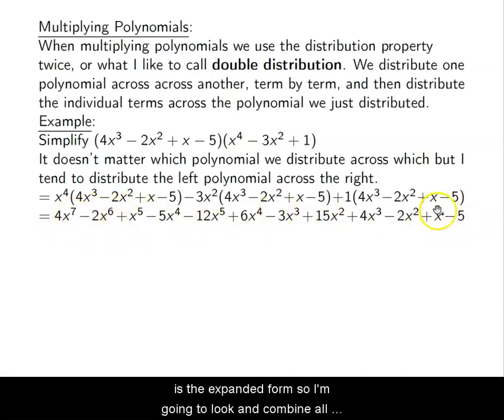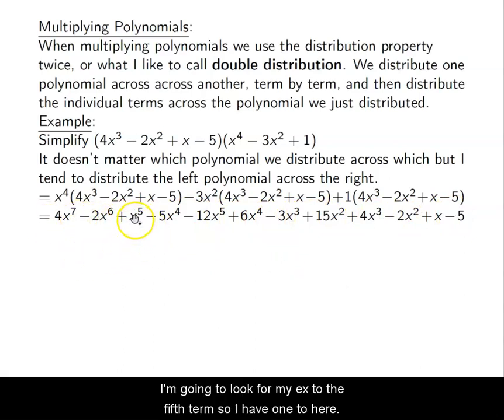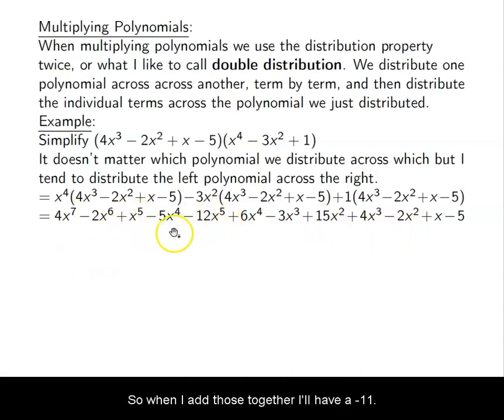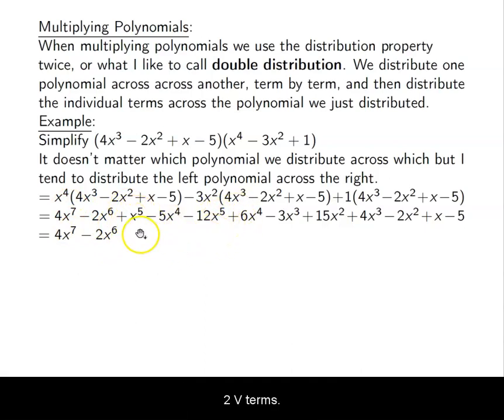So now I have this very long expansion here. This is the expanded form. So I'm going to look and combine all of my like terms. I'm going to look at the x^7s and add all the other x^7s to this. There are no x to the 7s. I'm going to look for all the x to the 6 terms. There are none. So then these two are going to stay the same. I'm going to look for my x to the 5th term. So I have 1, 2 here. When I add those together, I'll have a negative 11. So the 4 stays, the negative 2 stays.